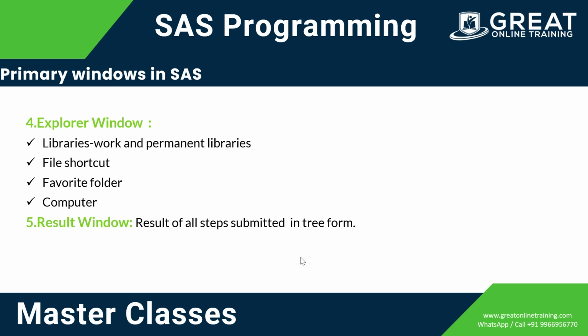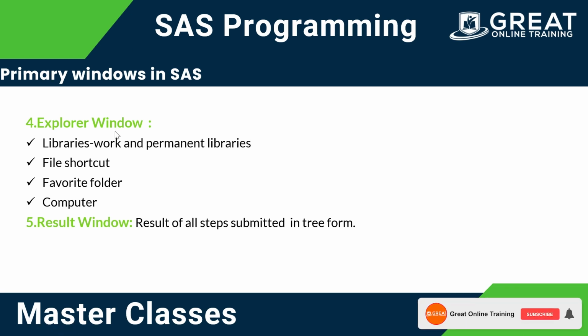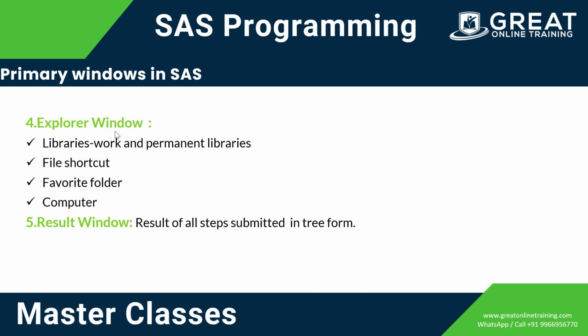Good, and that is about your Explorer window. In the Explorer window, we have Libraries and the Work library. We call it a temporary library, and any other libraries we call permanent libraries. File Shortcuts are available, Favorites and Folders are available, and My Computer is also available. And one more is called the Results window.